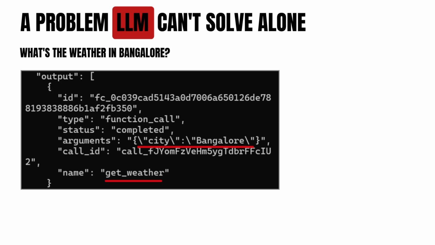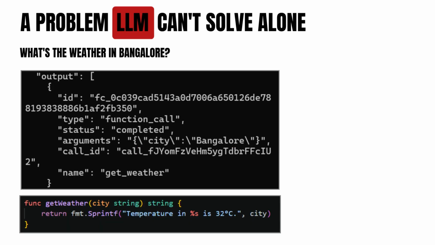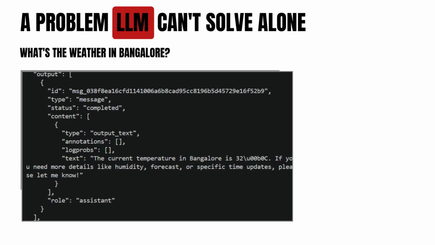Now, what happens next? Our application receives the JSON, extracts the tool name and the argument. We will call our getWeather function and send the result back to OpenAI. And in return, we will receive the final answer. This is where our application becomes much more than an API client. It becomes the orchestrator. It reads the model's instruction, executes the tool, sends the result back, and keeps this conversation going until the model has enough information to generate the final answer.